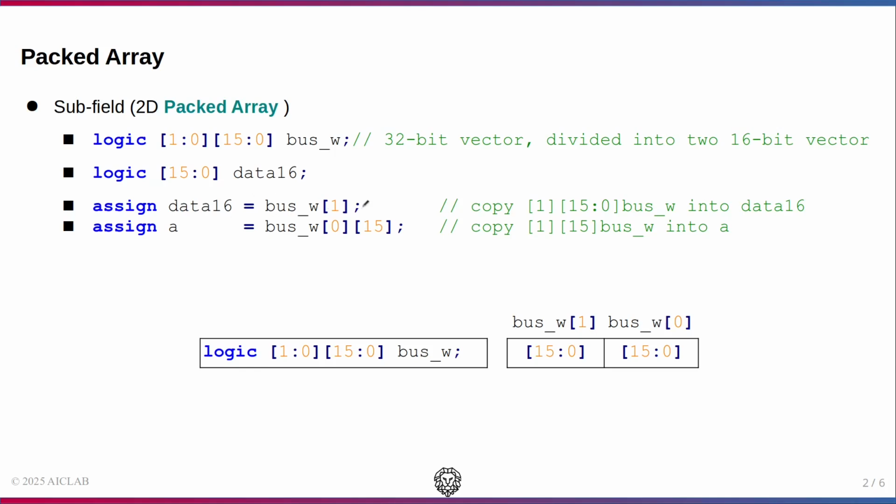In this line we select chunk 1. So chunk 1, from bit 16 to 31, is copied to data_16. And in this example we select chunk 0, bit 15, so somewhere here, and we copy it to signal A.